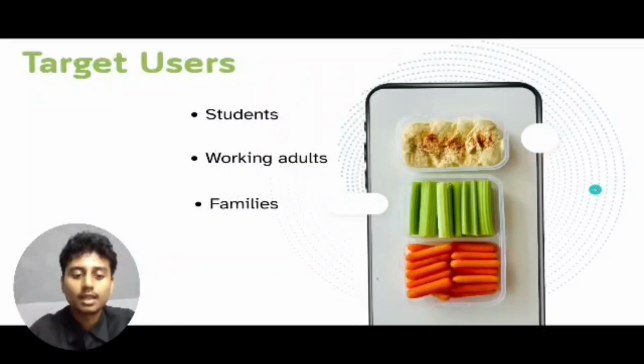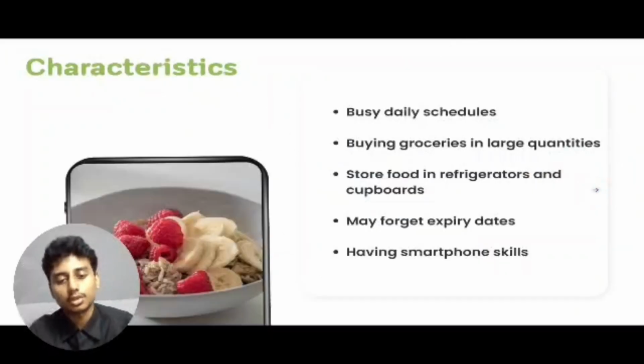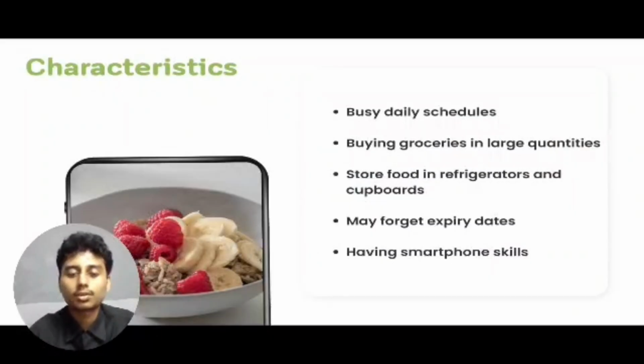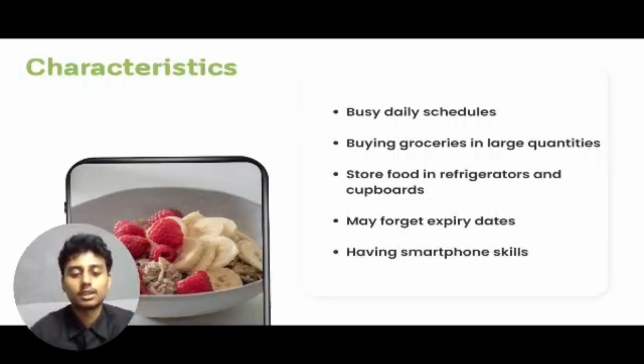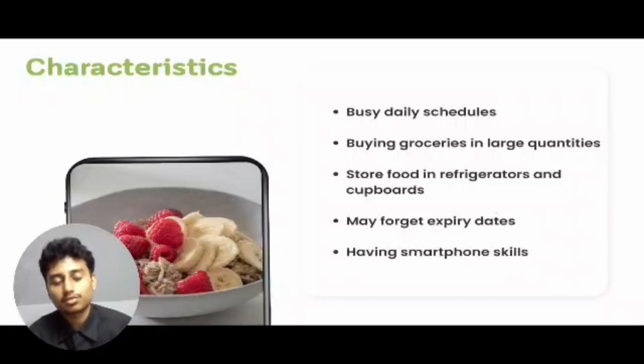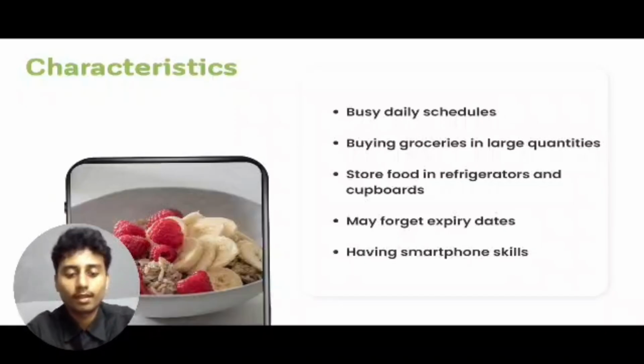Let's look at characteristics. Our target users are students, working adults, and families with busy daily schedules. They often buy groceries in large quantities and store them in a refrigerator or in cabinets. Because of their busy routines, they may forget when the food expires. So we designed our application to be simple, user-friendly, and easy for anyone with basic smartphone skills to use.